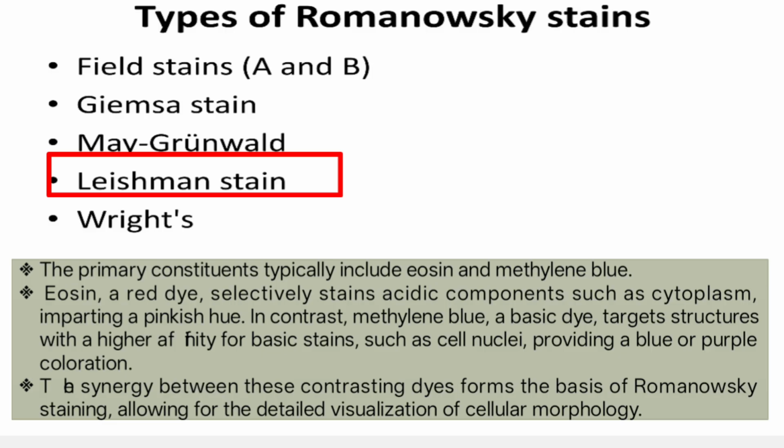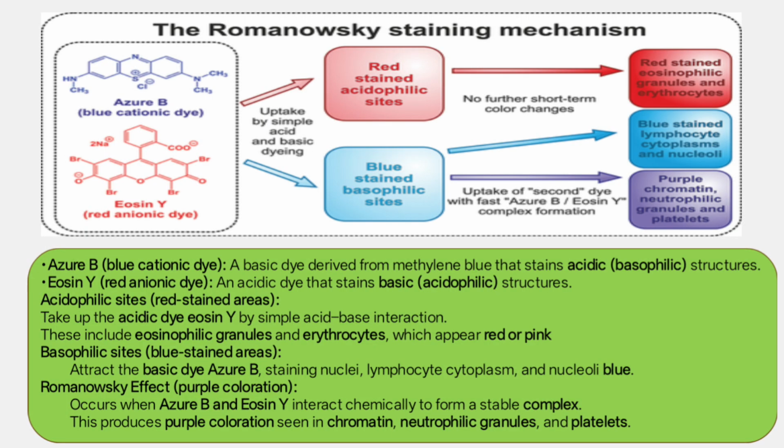In contrast, methylene blue is a basic dye. It targets structures with a higher affinity for basic stains, such as the nucleus, because the nucleus contains DNA, that is deoxyribonucleic acid, and RNA, ribonucleic acid. So acid will obviously attract the basic dye, and after staining it will provide a blue or purple coloration. The synergy between these contrasting dyes forms the basis of Romanowsky staining, allowing detailed visualization of cellular morphology.